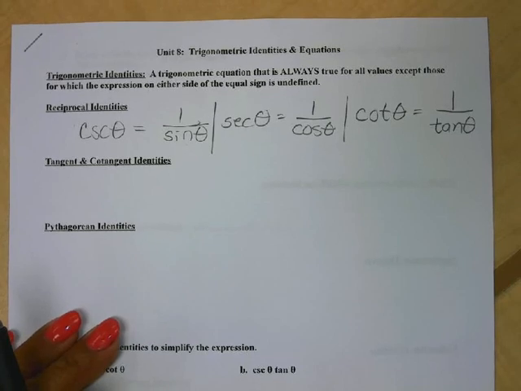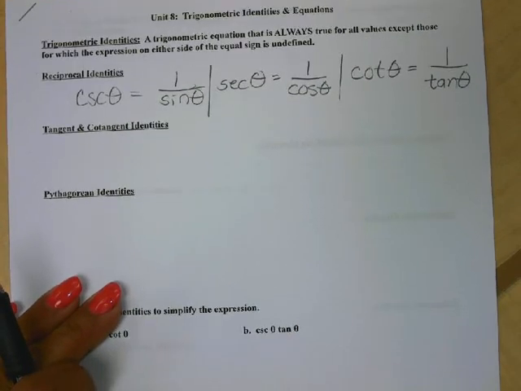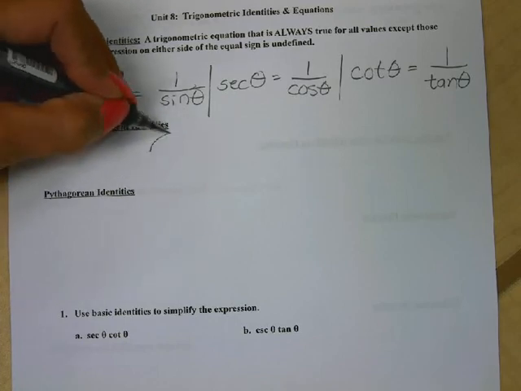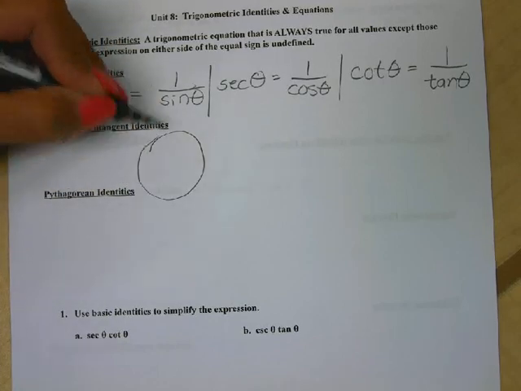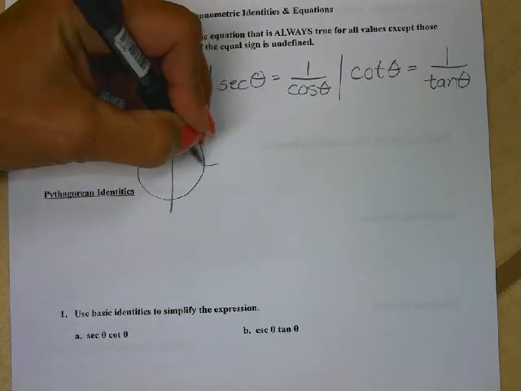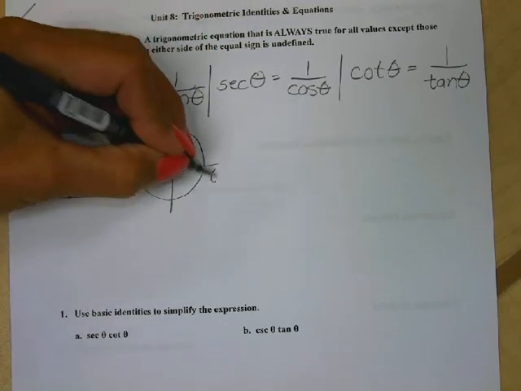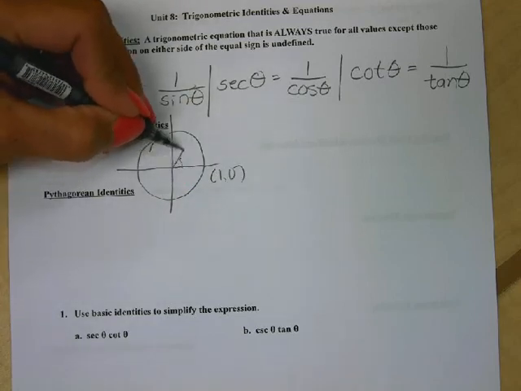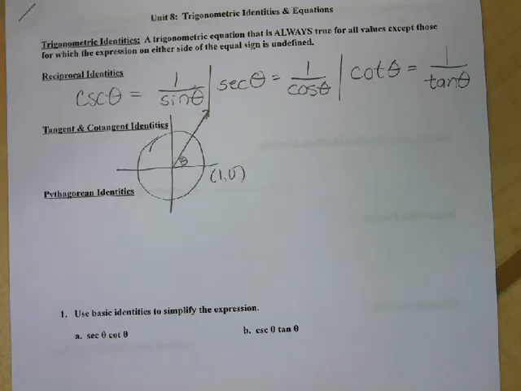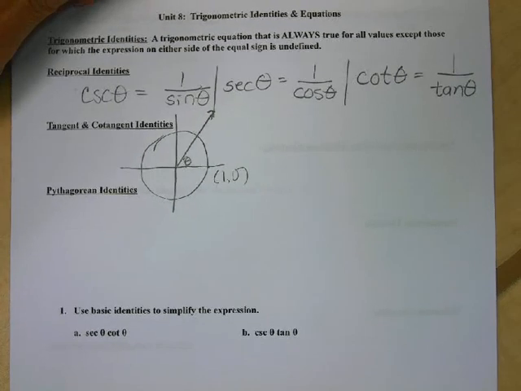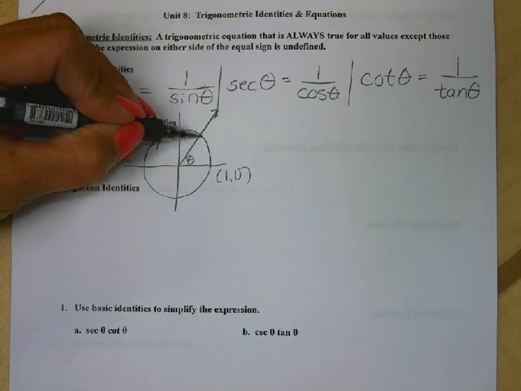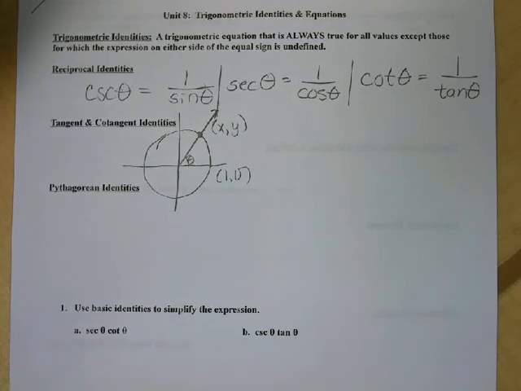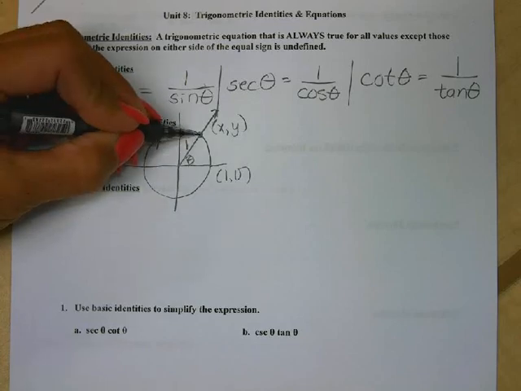Now another set of identities that we need to know are the tangent and cotangent identities. And I'm going to draw a unit circle to help us see where the cotangent and tangent identity come from. So I have a circle, and we'll make it a unit circle so that it has a radius of 1. And I'm going to rotate an angle of theta. That theta could be in degrees or it could be in radians. And if I pick a point on the terminal side of the angle and label it xy, we know that this radius would be 1.